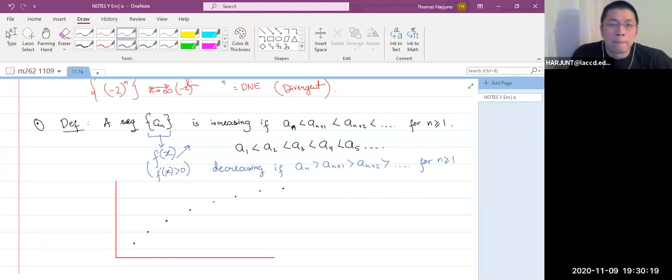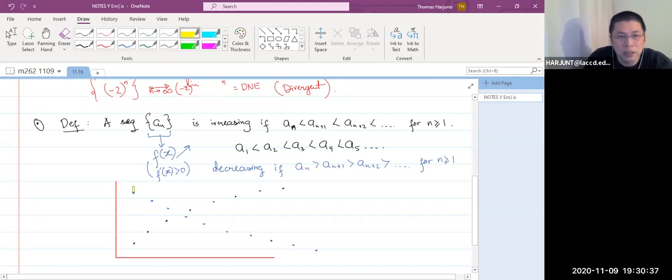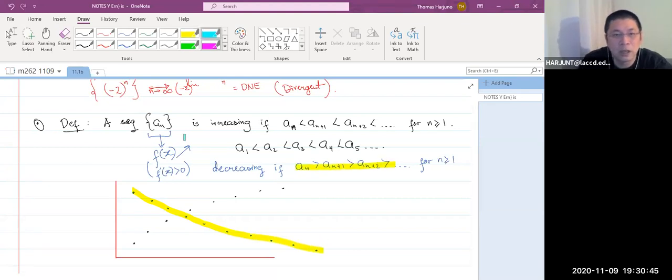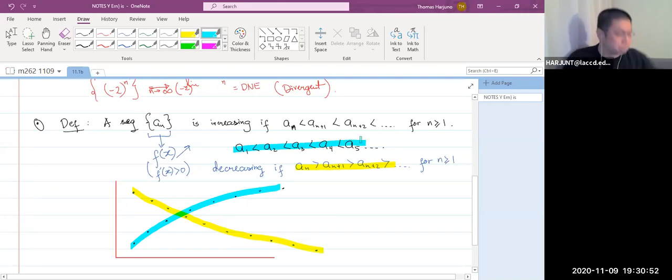Now, a sequence is decreasing if from the first term to the next term, it keeps on going down. You see what I mean? So this is the decreasing trend, and this has an increasing trend.